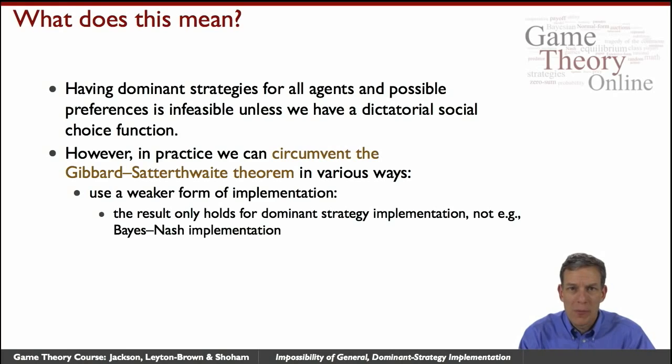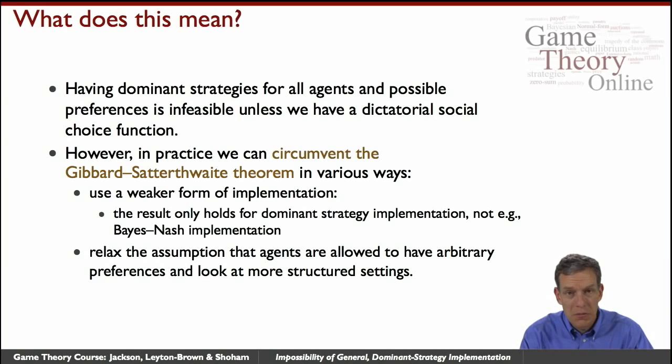One is to use a weaker form of implementation. Here we were asking for dominant strategies for all individuals at all preferences. We could work instead for something like Bayes-Nash implementation, Bayesian implementation, where we ask people just to have it be a best response to announce truthfully, given that everyone else is. And that'll open some doors for us. That's going to be much more demanding in terms of an equilibrium concept. The beauty of dominant strategies is people don't have to worry about what other people are doing, and they don't have to know or have beliefs about what's going on. A Bayesian-Nash structure is much more demanding in that sense.